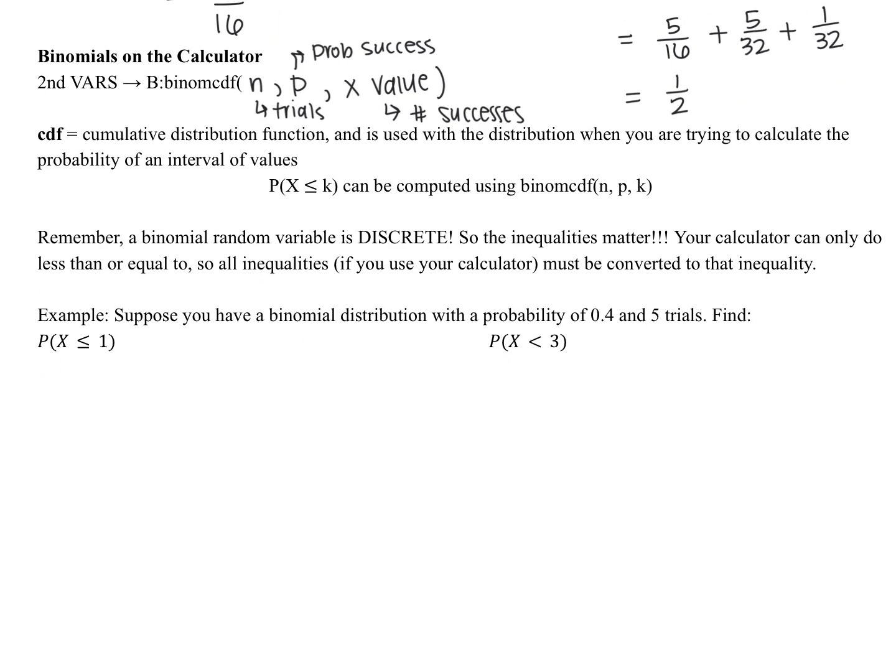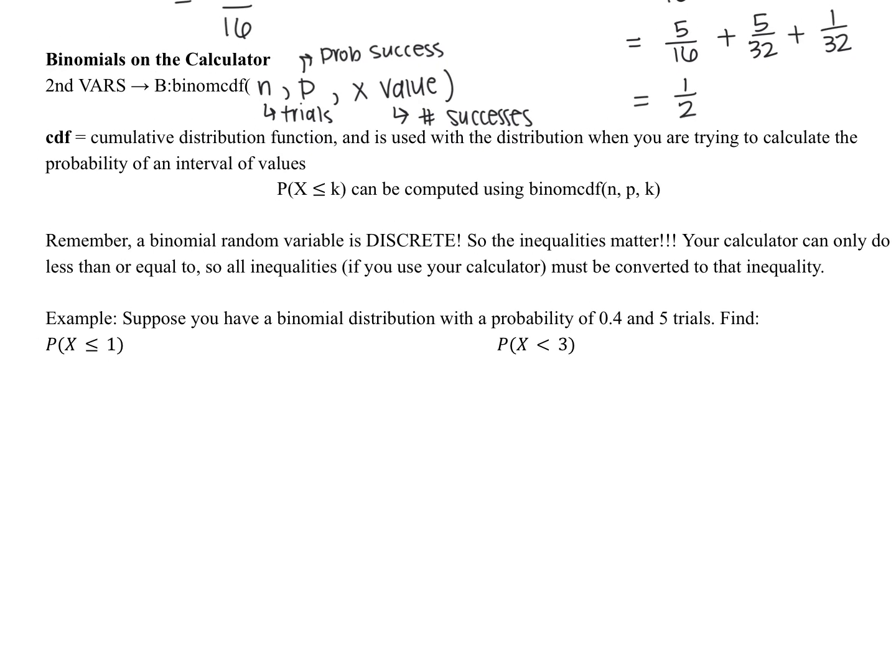So if we have a binomial distribution that has a probability of 0.4, and we're looking at 5 trials, and we want to find the probability that X is less than or equal to 1. So we know that N is 5, P is 0.4, and in this case, K is 1. So I can do that directly into binom CDF. So I can do binom CDF, and then it would be 5, 0.4, 1.